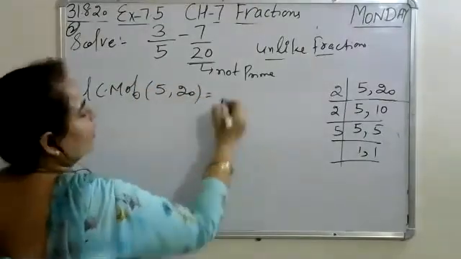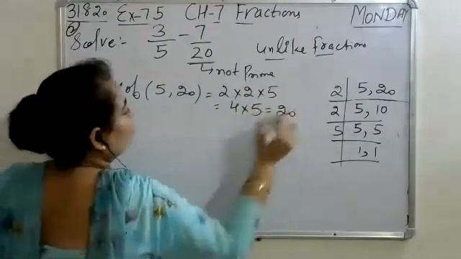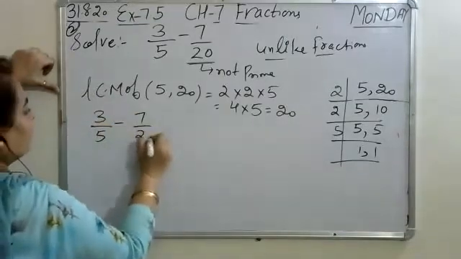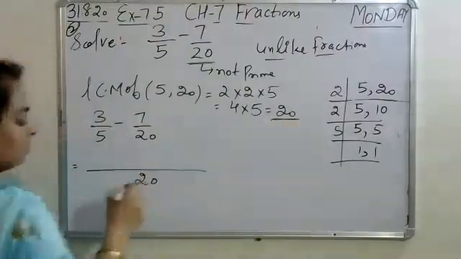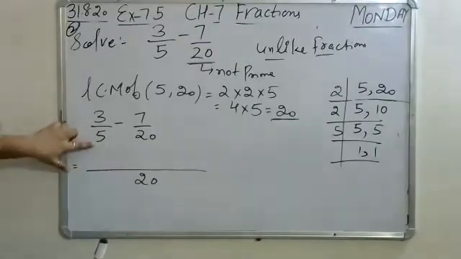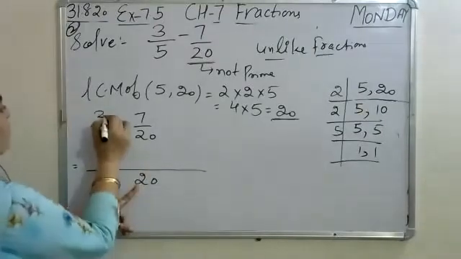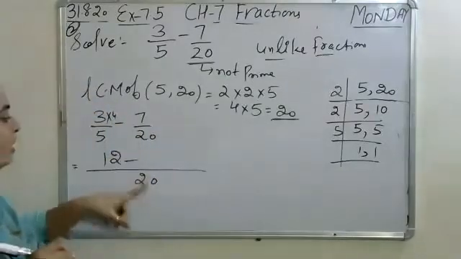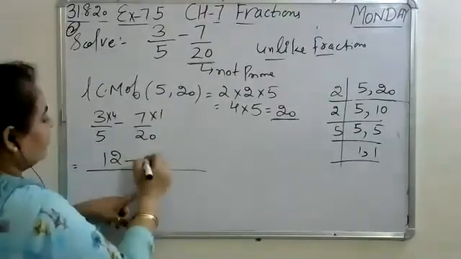So the LCM of 5 and 20 is equal to 2 multiplied by 2 multiplied by 5, that is 4 multiplied by 5 is equal to 20. So right here, 3 by 5 minus 7 by 20. What is the LCM? 20. So write 20. In the table of 5, where will you observe this 20? 5 fours are 20. So 3 multiplied by 4, 12, minus. Now, in the table of 20, where will you observe this 20? 1. So 7 multiplied by 1, 7.